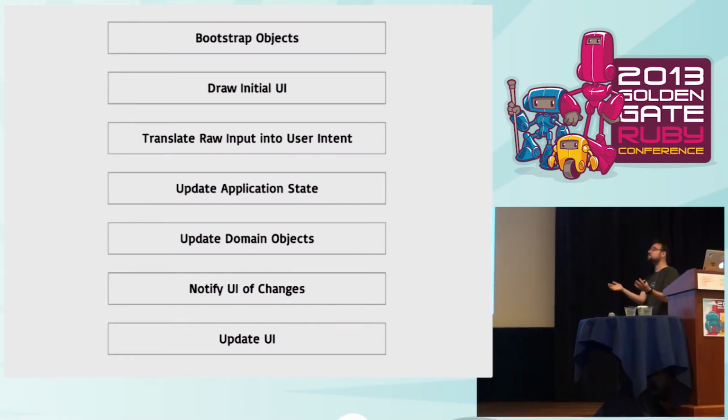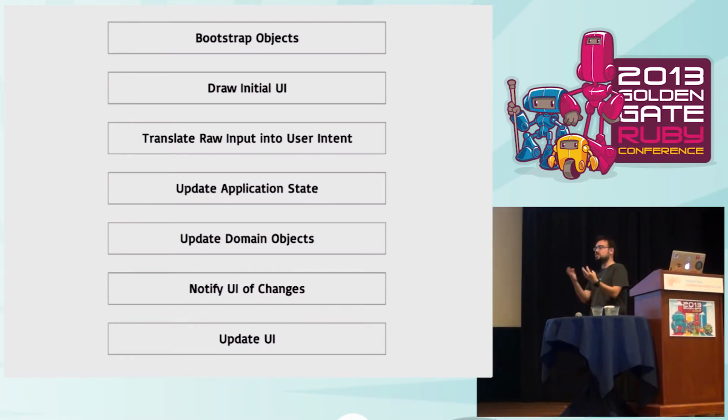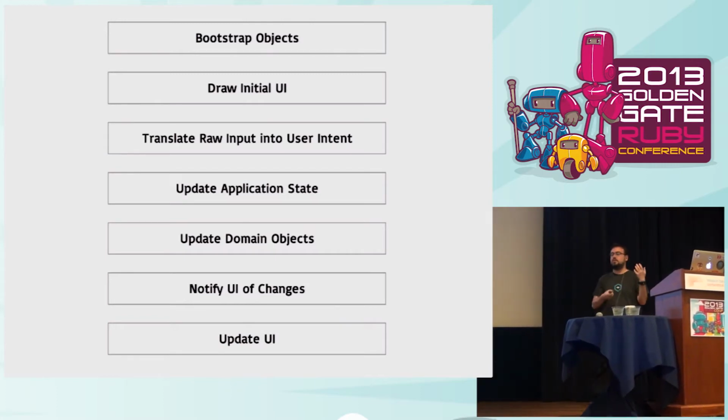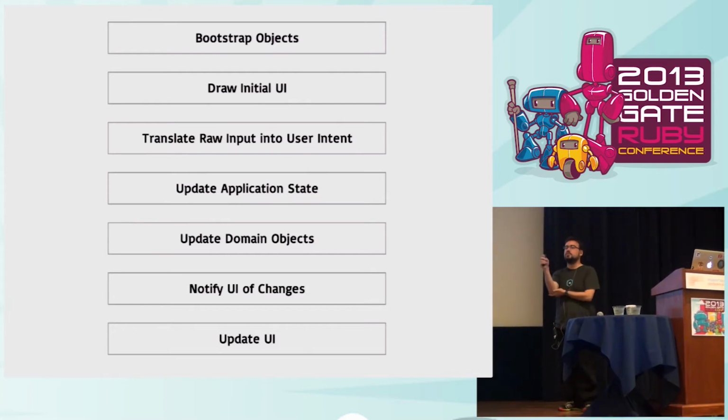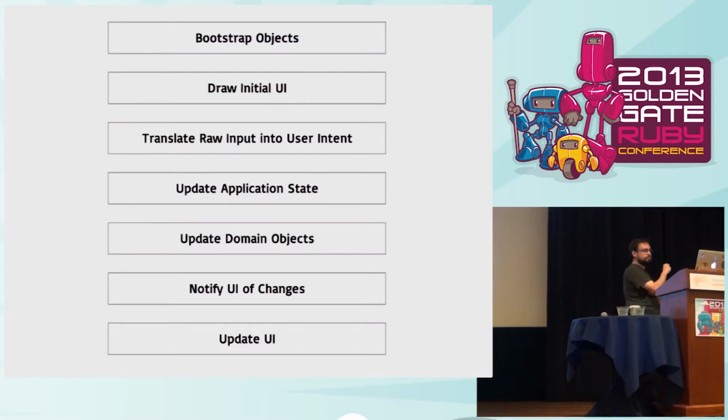So there's the notion of application state. This is not necessarily persisted anywhere. It's just stuff that happens to be what the application is doing right now. Then there's update domain object. So if I delete a to-do, I want to actually remove it from the system.